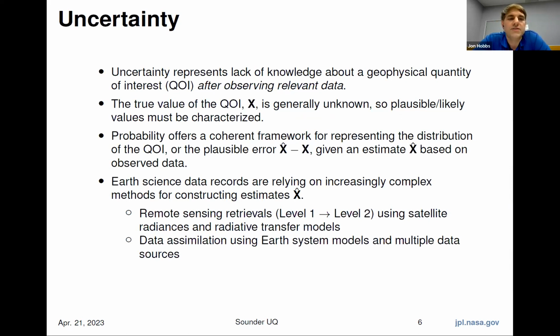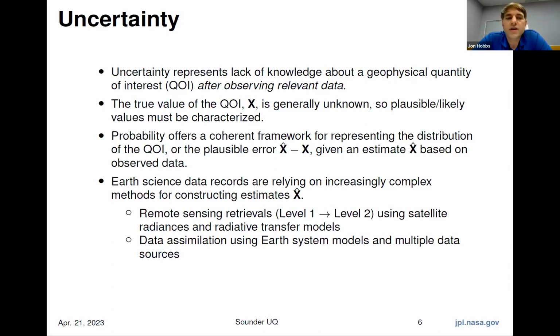One way to think about uncertainty in this context is lack of knowledge about a geophysical quantity of interest after observing relevant data. In the remote sensing context, the relevant data is that level 1 data. I'll show some more examples of that shortly, but that's the radiance spectra observed by a satellite like AIRS. And a geophysical quantity of interest, we'll be talking a lot today about atmospheric temperature. So after observing the satellite spectra, we want to characterize our knowledge about that quantity of interest.